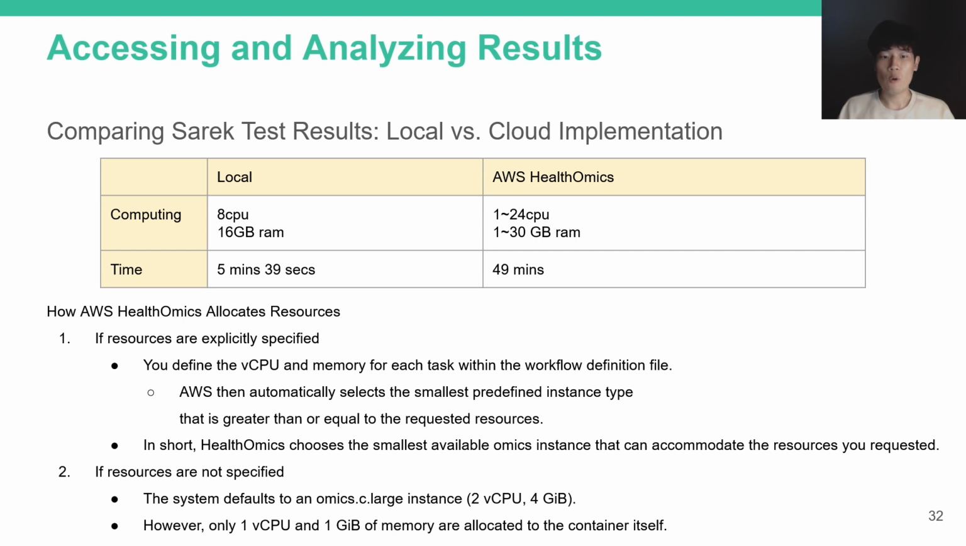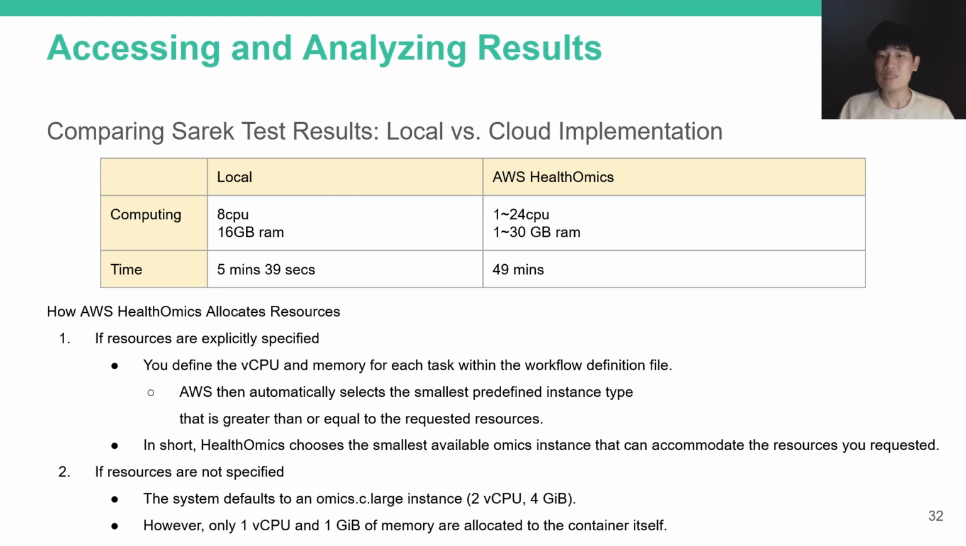For computing specs, AWS HealthOmics was definitely better, as it supports from 1 to 24 CPU cores and 1 to 30 gigabytes of RAM. But actually, the runtime was almost 10 times longer on HealthOmics. As you can see here, my process took only 5 minutes 39 seconds, but HealthOmics took 49 minutes. So before explaining the reason, let me tell you a bit about how HealthOmics manages computer resources first.